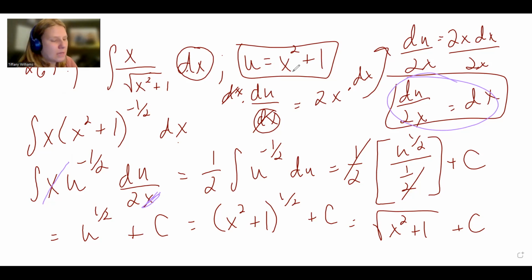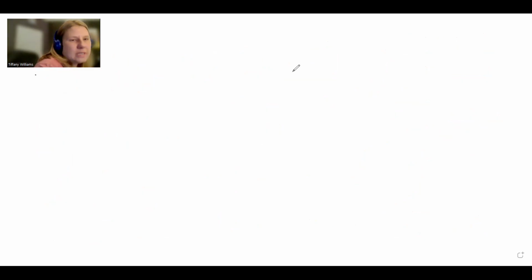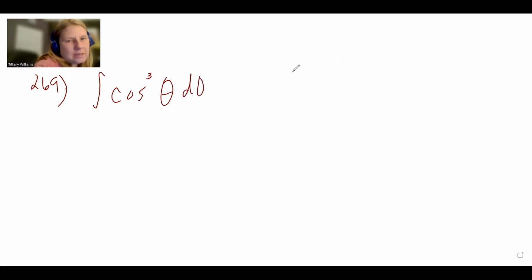Let's do a sine cosine one. So let's throw some trig up in here. So I'm going to do number 269. So 269, we have the integral of cosine cubed theta, and then we've got d theta. Now let me make sure they've not changed directions on me. 269. Nope, we're still given our u. So in this case, our u is going to be sine theta, is what they're telling me.